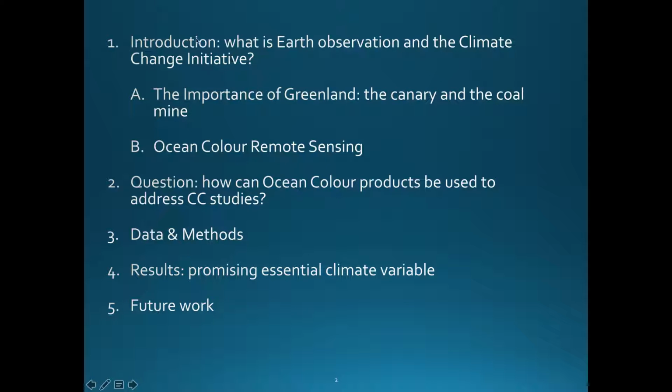I will give a very short introduction on the importance of Greenland and what is also the Climate Change Initiative. I will talk about the importance of Greenland, ocean color remote sensing, basically the physical principles of measuring ocean color from space, and try to answer the question of how can ocean color products be used in order to address climate change studies. Then I will talk about the data methods that I have used, some results, and future work.